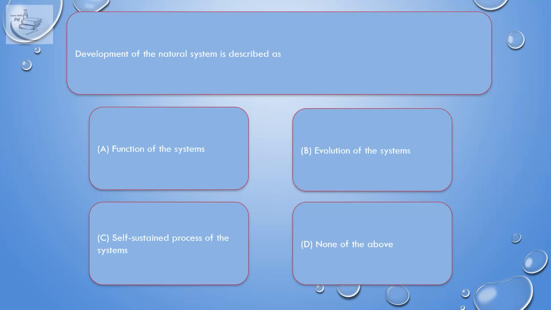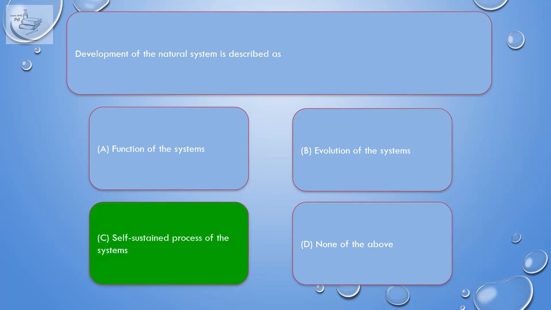Question: development of the natural system is described as A. Function of the systems. B. Evolution of the systems. C. Self-sustained process of the systems. D. None of the above. Correct answer is C. Self-sustained process of the systems.